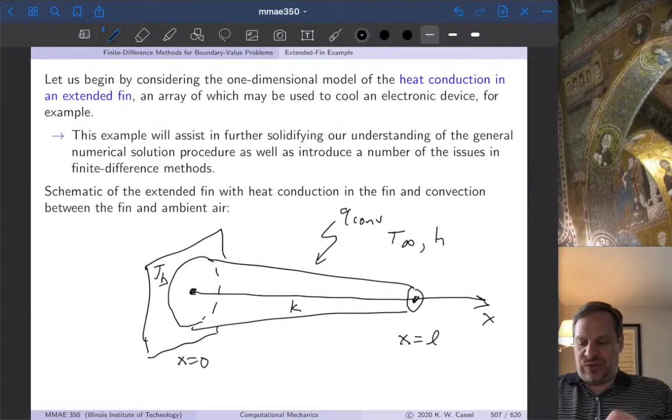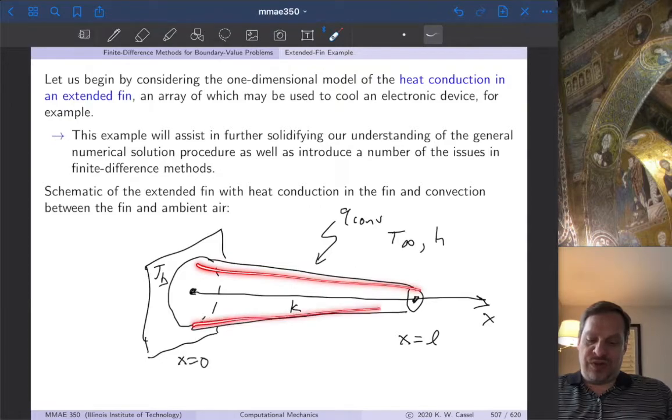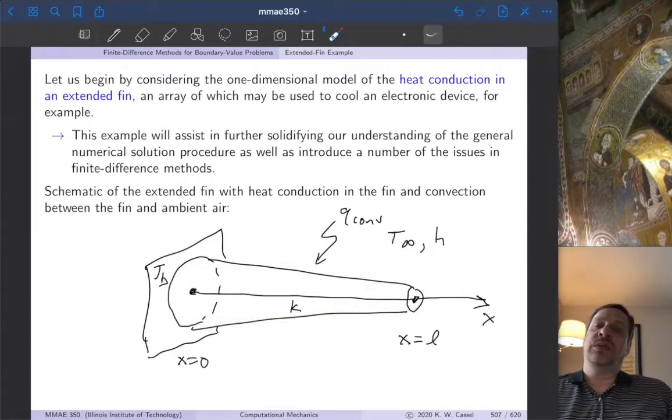And we're going to assume, you'll see this in the next slide, that this is a one-dimensional problem. It only depends on x. That's an okay assumption as long as this is a fairly long and narrow fin. And we'll walk through the other assumptions as well.